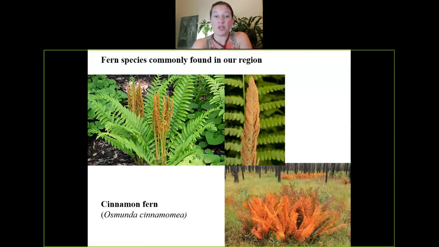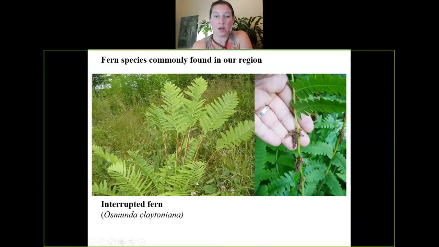So this is in the genus Osmunda. Some of you got that wrong, I think I mentioned that the last time, right? The species name is Osmunda cinnamomea, Cinnamon fern. That's the whole species name. The first part, Osmunda, is the genus. So this fern is in the genus Osmunda. And there's a few here that are in the genus Osmunda. So here's another species that's in the genus Osmunda.